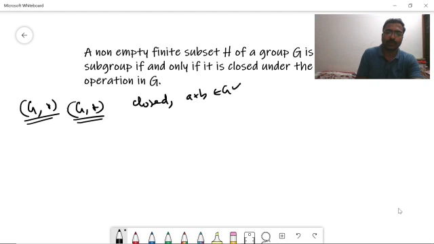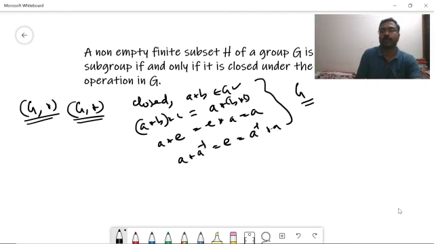This means that if you take A star B star C, you can compute in any order. That is, (A star B) star C is equal to A star (B star C). Also there will be an identity element E which has the property that A star E is equal to E star A is equal to A. And if you take an A, you can always find an A inverse which has the property that A star A inverse is equal to E, which is equal to A inverse star A. If this set G satisfies all these properties, the set G together with the operation star is called a group.